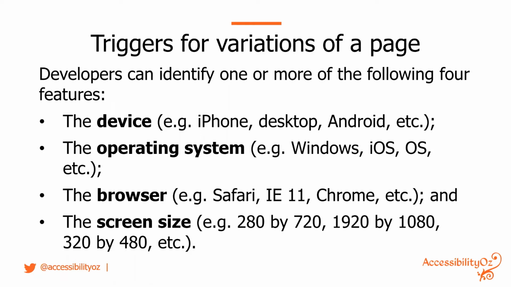It can determine if you're using a specific operating system. It can determine if you're using a specific browser, but the most common is screen size, and you can mimic that just on the desktop. However, it is worth asking the client if there are different triggers for variation of a page, and just looking at these 4 options to make sure that the device, the operating system, and the browser are not used as triggers, and they shouldn't be used. If they are, then you need to talk to the developers and ask them to use the screen size only.